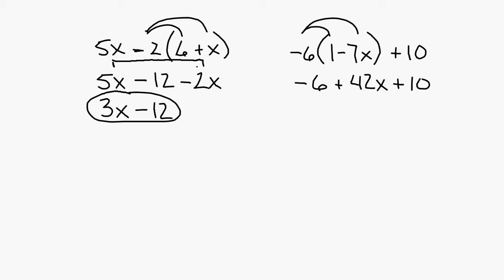Now, the last problem, you combined the x's. In this problem, you're combining the regular numbers. All right? Now, when you do your answer, you want the number with the variable to go first in your last step. So the 42x comes down. And then you take negative 6 plus 10 in the calculator, and you should get positive 4.